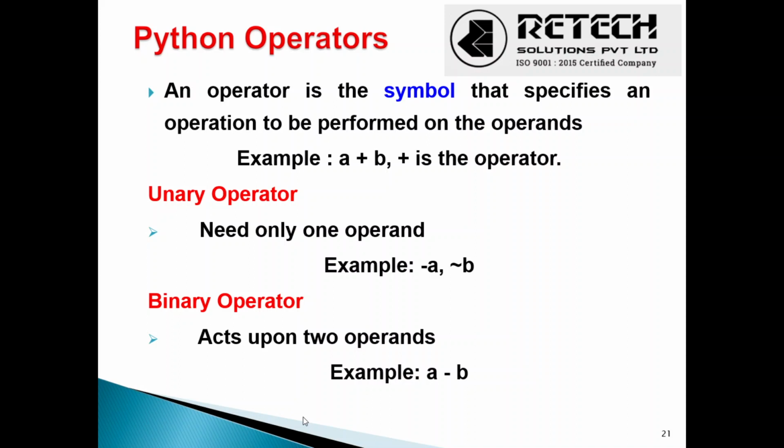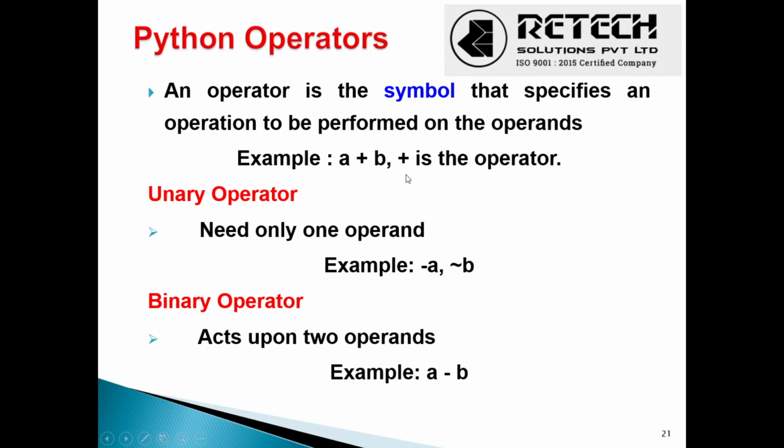Okay, what is an operator in Python? An operator is a symbol that specifies an operation to be performed on the operands. What is an operand? An operand is nothing but the variable we choose. For example, in the first example, this is an expression: a plus b, where plus is the operator.